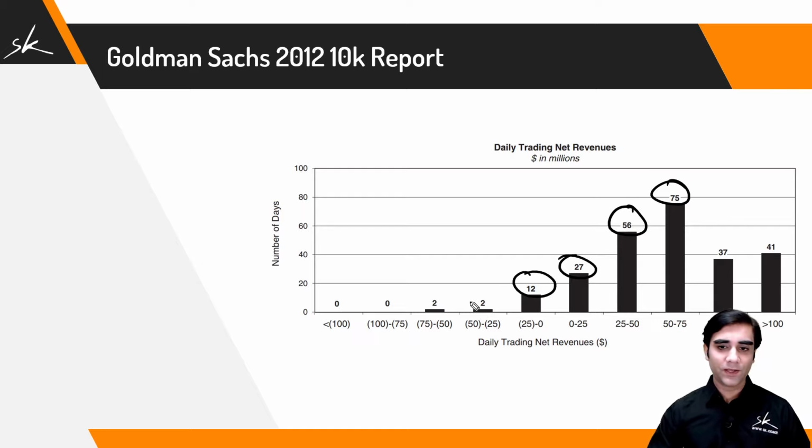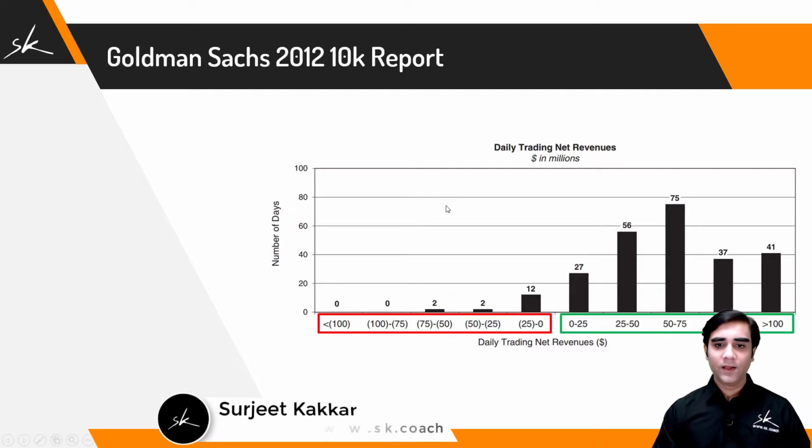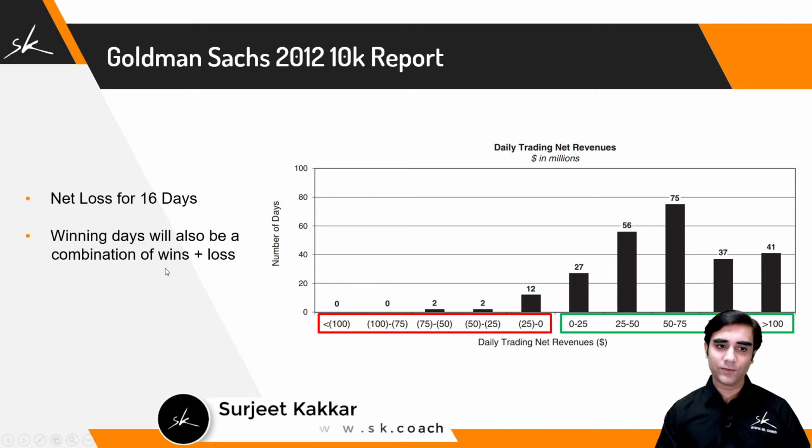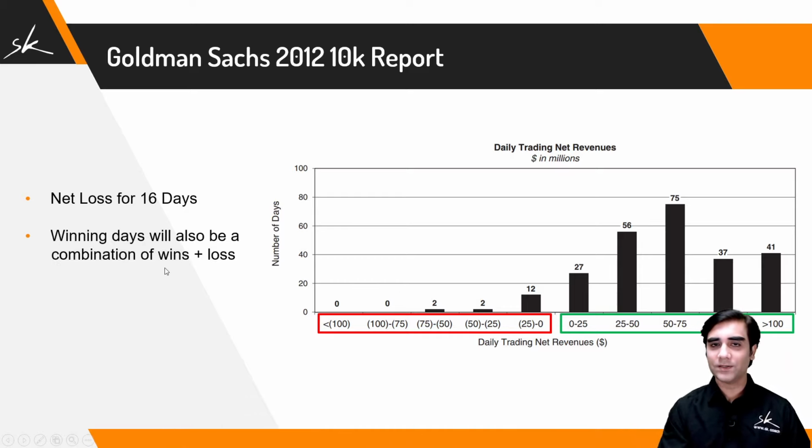But now these are the days where yes, even if some trades were in profit, the trades which were in loss were not helping them to be net in profit. So if you look at, again, 2012, these are the winning days, these are the losing days. So they had 16 days which were net in losses. And even if you talk about the winners, like I said, those winners will also be a mix of winners and losing trades, though net they were profitable.